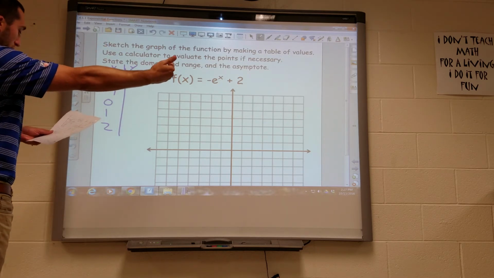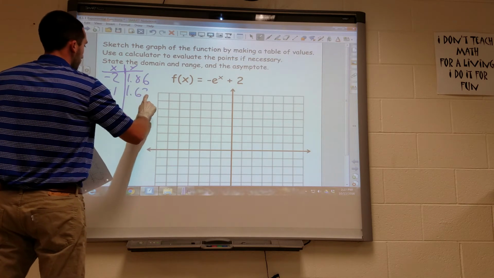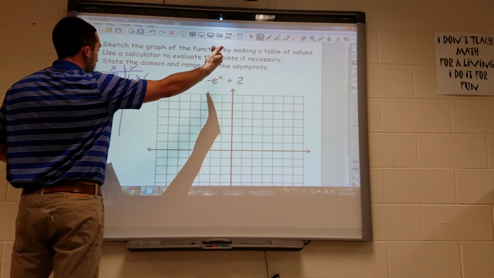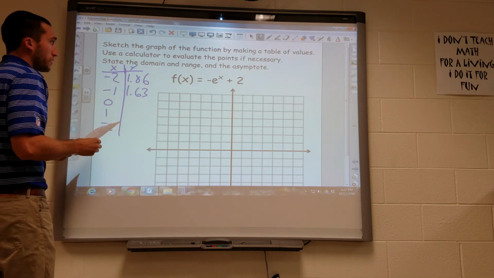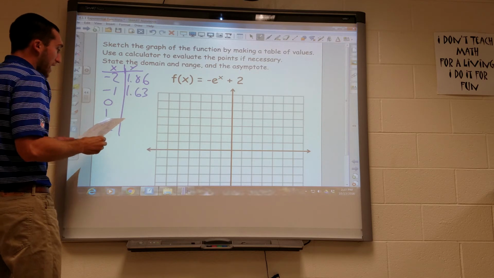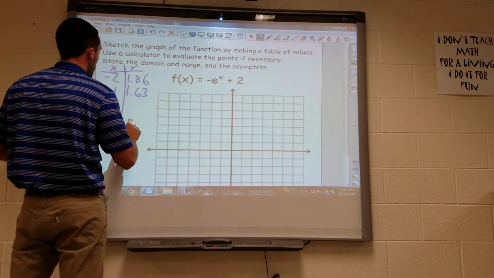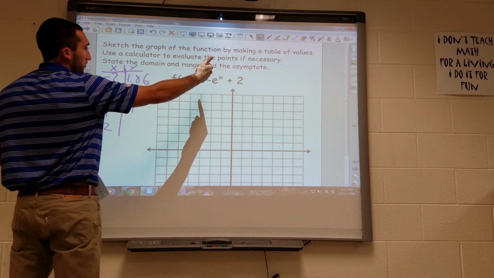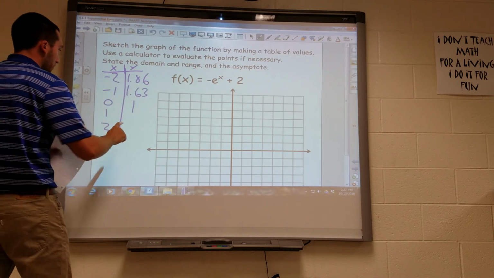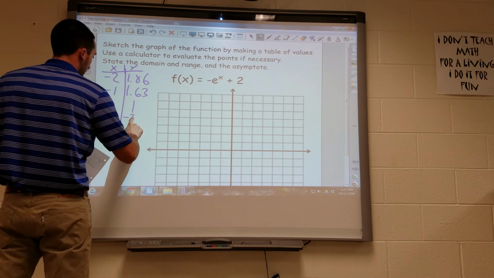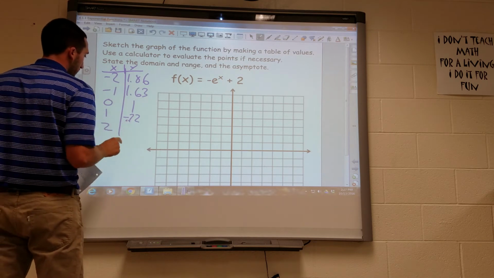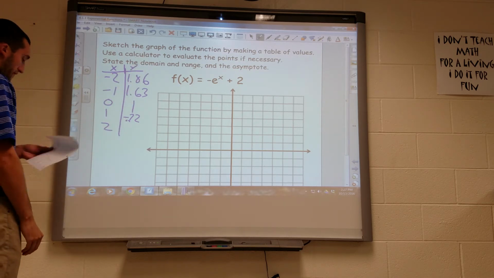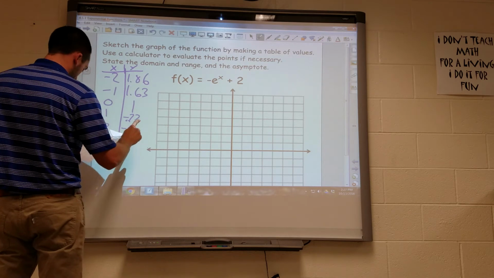Then I plug a -1 in, do the same thing, 1.63, plug a 0 in. Anything raised to the 0 is 1, and so here I have a -1 plus 2, that's going to give me just a 1. Then I plug a 1 in, e raised to the 1, then take the negative, add 2, gives me 0.72. And then plug a 2 in for x, take the negative, add 2, I get -5.39.